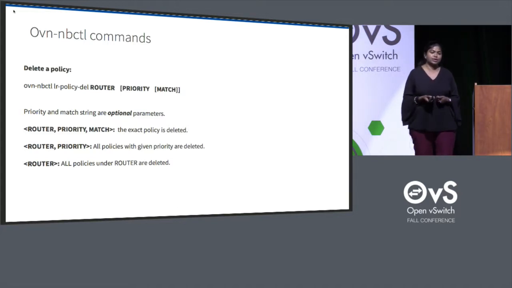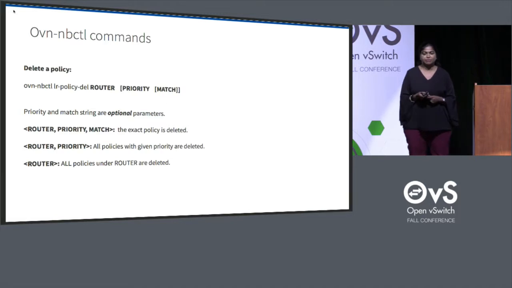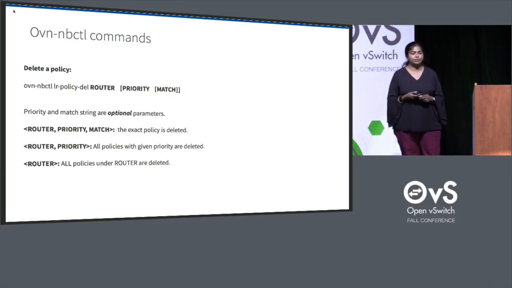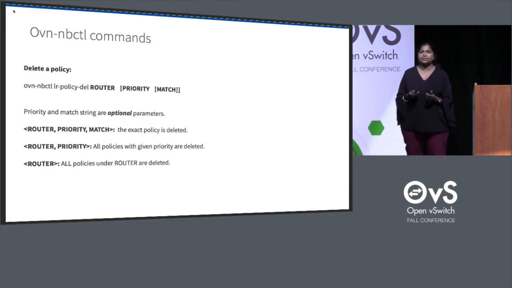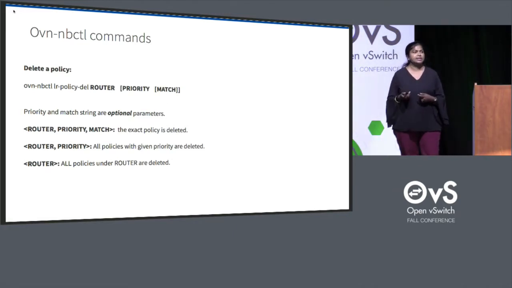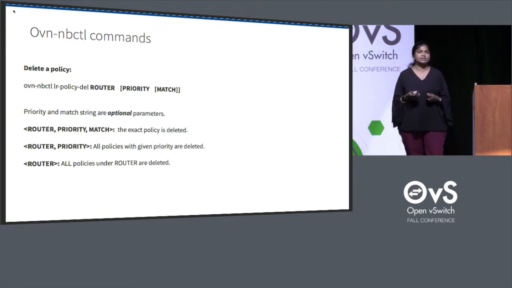The command to delete a policy is LR policy del. It takes router as a parameter, and priority and match are optional fields. If the user gives the router, priority, and match, the exact policy is deleted. If just the router and priority are provided, all the policies for the given priority are deleted. And if the router alone is provided, all the policies under the router are deleted.